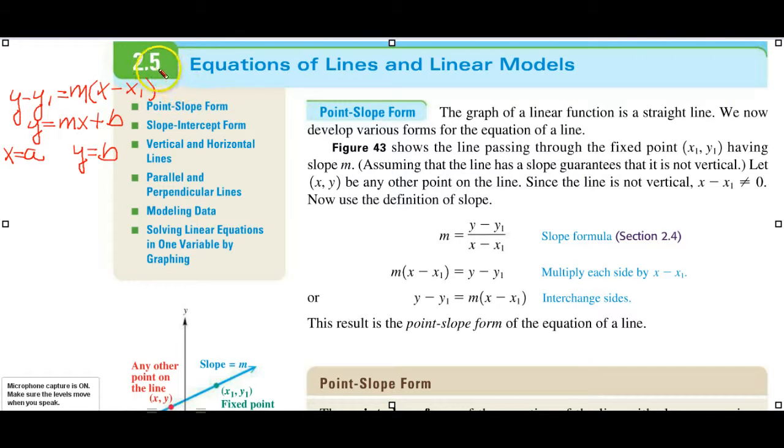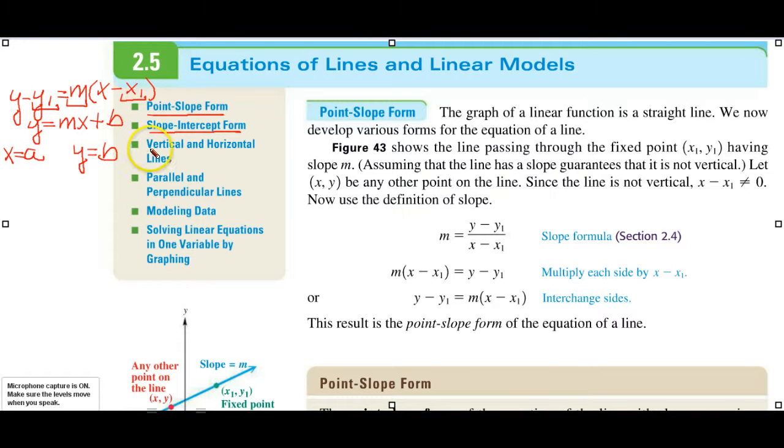As we go into topic 5 of chapter 2, equations of lines and linear models, a new equation is showing up here, which is called the point-slope form, in which if we have the slope and we have one point, substituting the one point there and the slope, we can end up with an equation in this form, which is the slope-intercept form from the previous section.